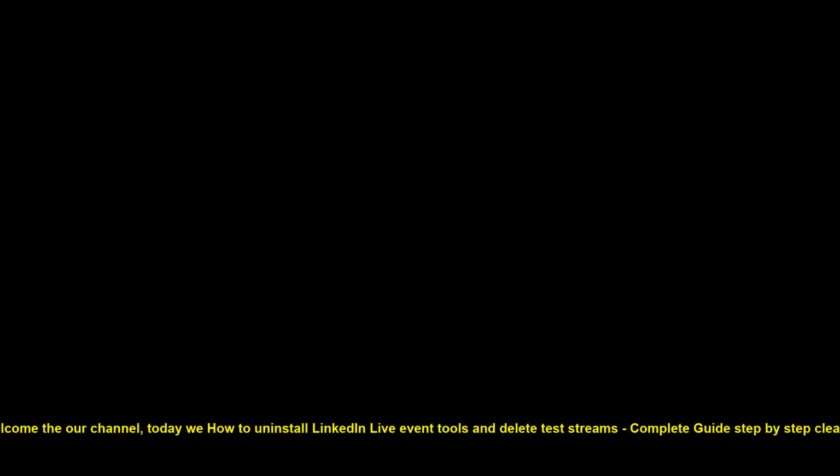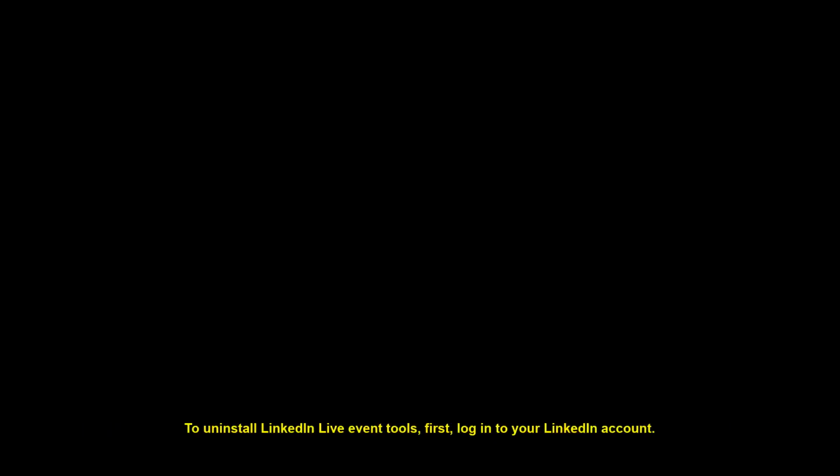by step clearly. To uninstall LinkedIn Live event tools, first, log in to your LinkedIn account. Navigate to the Me icon at the top right corner of the home page. Select Settings and Privacy from the drop-down menu. In the Settings menu, click on the Privacy tab. Scroll down to find the LinkedIn Live section.